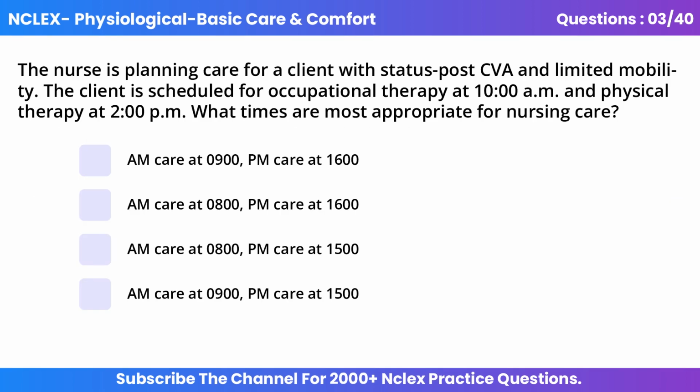Question 3. The nurse is planning care for a client with status post-CVA and limited mobility. The client is scheduled for occupational therapy at 10 a.m. and physical therapy at 2 p.m. What times are most appropriate for nursing care? B. AM care at 0800, PM care at 1600.